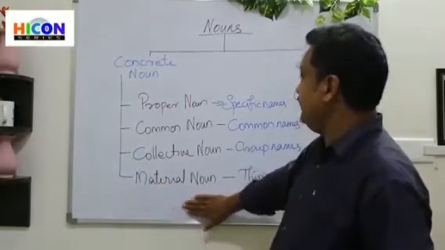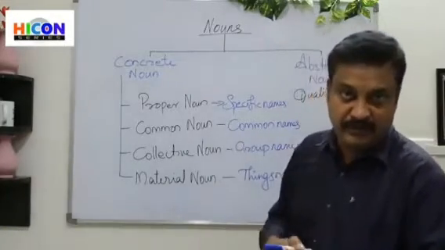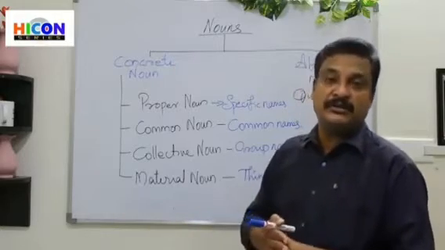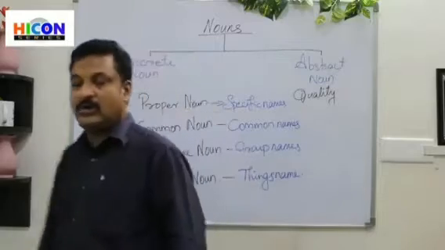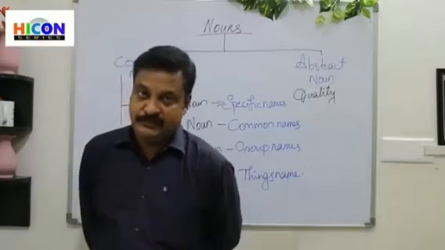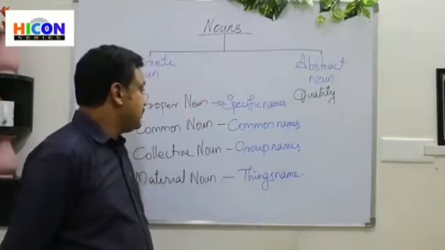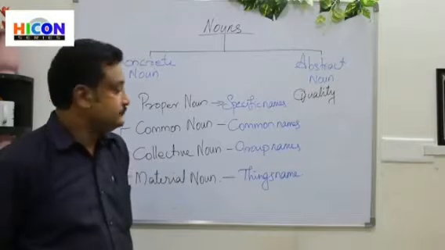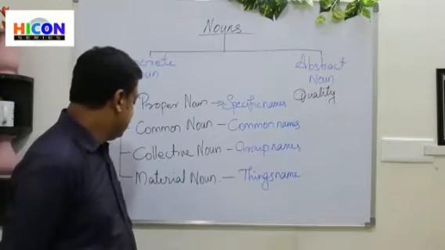So, a proper noun is the name of a specific person, place or a thing. Proper noun denotes the name of a specific person, place or a thing. Common nouns are names which can be used in common. Collective nouns are group names, like a team of players.